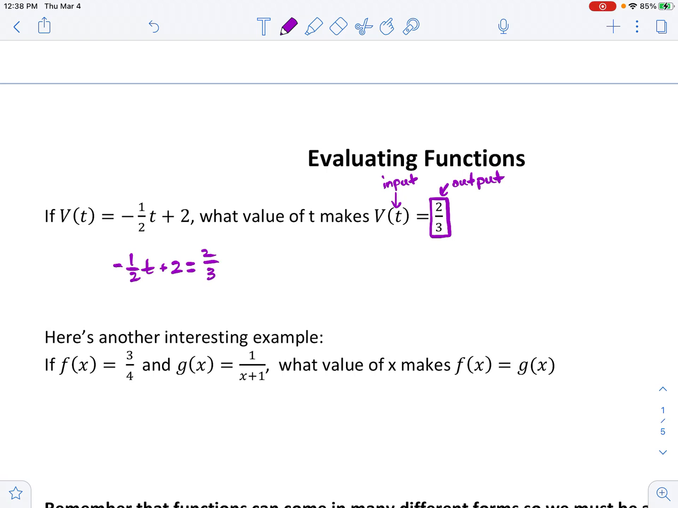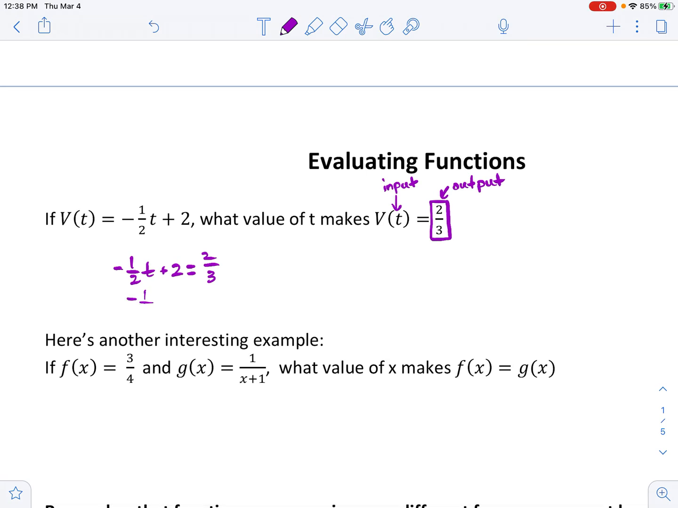So negative 1/2 t plus 2 equals 2/3. A little solving for t. All right, we're going to do 2/3 minus 2. Well, 2 is 6/3. So 2/3 minus 6/3 is negative 4/3. So negative 1/2 t is equal to negative 4/3. And then we need to multiply both sides by negative 2/1.